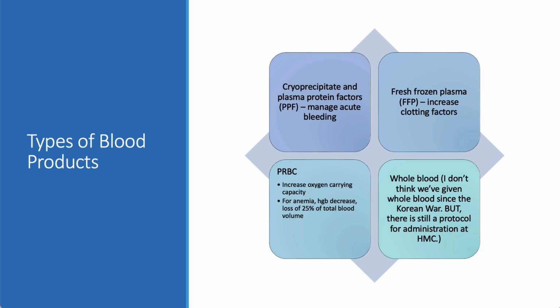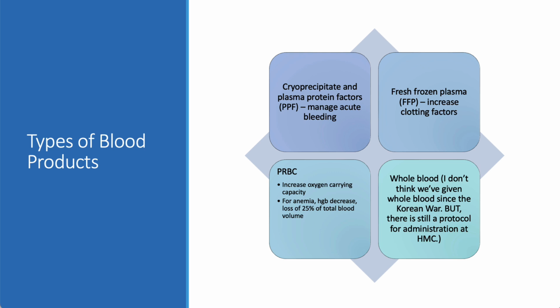Now, there's other kinds of blood products that are also high in protein: cryoprecipitate and plasma protein factors, or PPF. We use those for managing different kinds of hemophilia and bleeding for specific reasons. Then we have fresh frozen plasma, which increases the clotting factors. And again, those are made by the liver, and they become an integral part of the protein content of the blood. We can give packed red blood cells. That's the most common way to give blood.